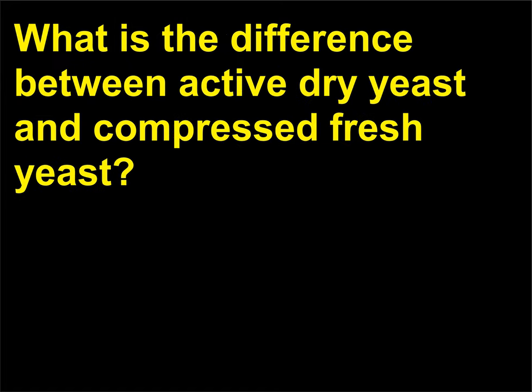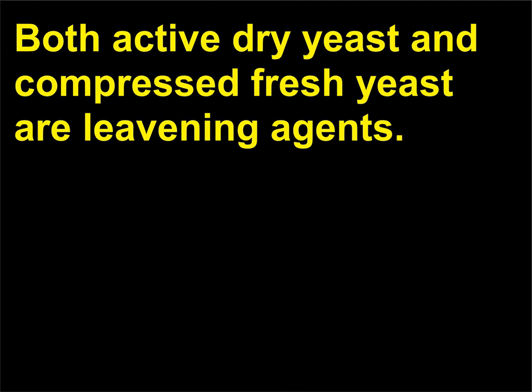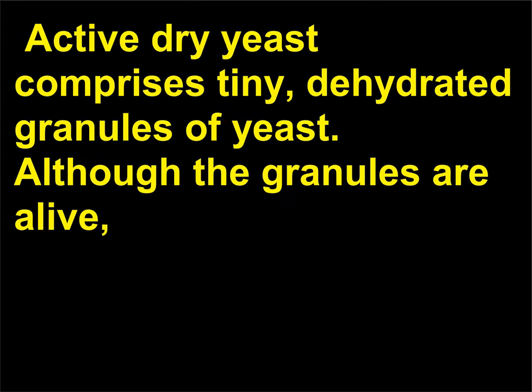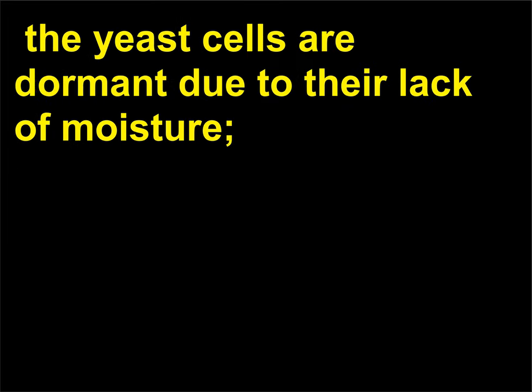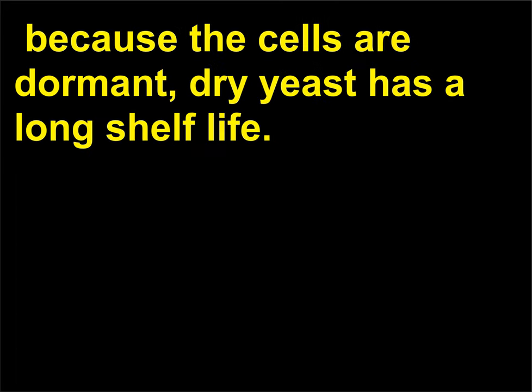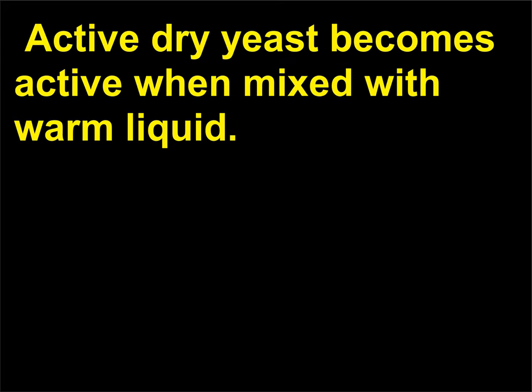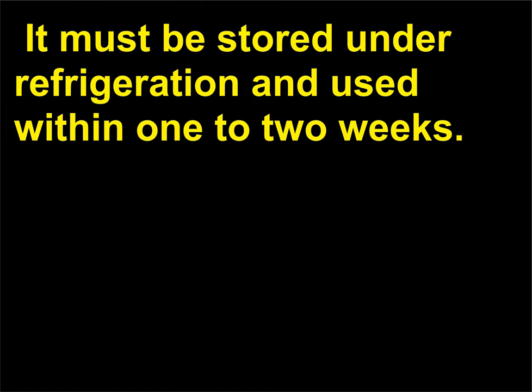What is the difference between active dry yeast and compressed fresh yeast? Both active dry yeast and compressed fresh yeast are leavening agents. Active dry yeast comprises tiny, dehydrated granules of yeast, although the granules are alive. The yeast cells are dormant due to their lack of moisture. Because the cells are dormant, dry yeast has a long shelf life. Active dry yeast becomes active when mixed with warm liquid. Compressed fresh yeast is moist and extremely perishable. It must be stored under refrigeration and used within 1 to 2 weeks.